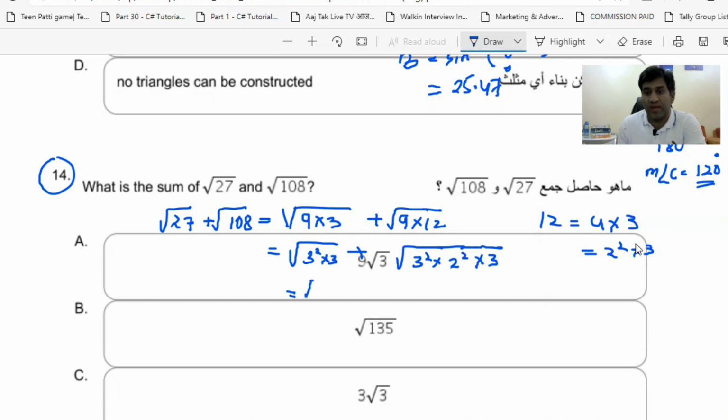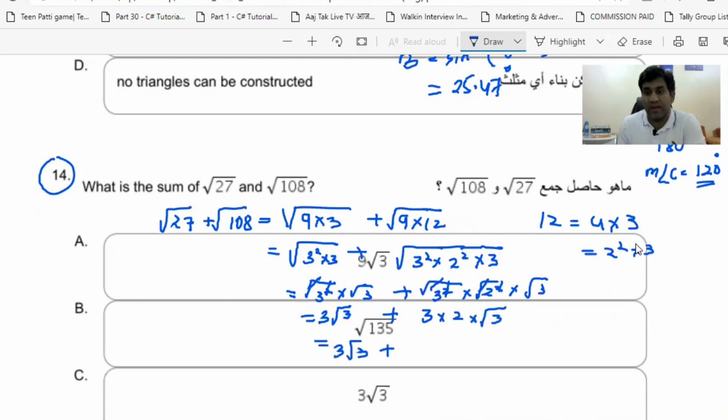This can be written as square root of 3 square times square root of 3, plus square root of 3 square times square root of 2 square times square root of 3, isn't it? I'm just separating them for your understanding. Square and square root get cancelled out, then I'm going to get 3 root 3 plus, again square and square root get cancelled out 3 times, so square and square root get cancelled out 2 times, square root of 3 is left. So what we have left here is 3 root 3 plus 3 times 2, 6 root 3.